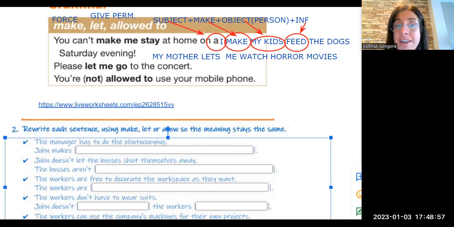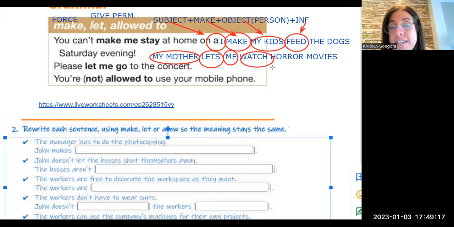Si prestamos atención, es exactamente igual a la estructura anterior. El verbo significa algo totalmente diferente, pero la estructura es igual. You have the subject, ¿sí? La persona que te deja. Then you have the verb. Then you have the object again. And then you have the verb in the infinitive, seen to. Otra vez, seen to. All right? Very good. I guess you know this one.